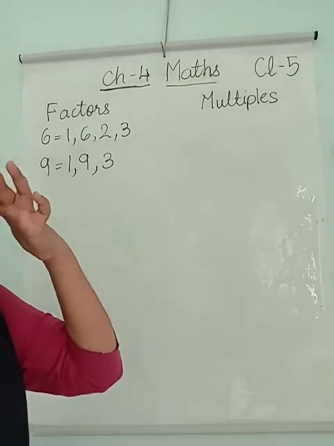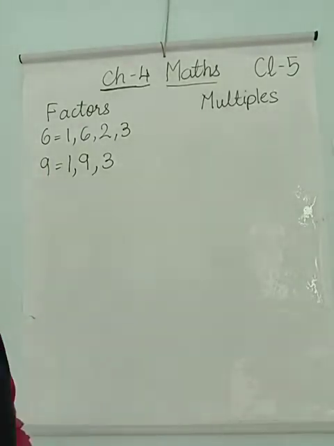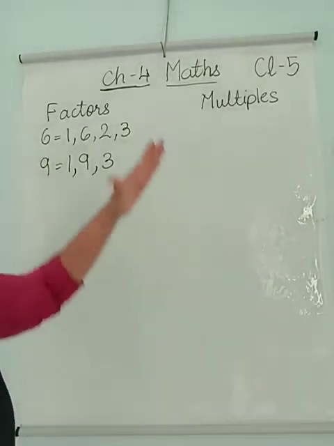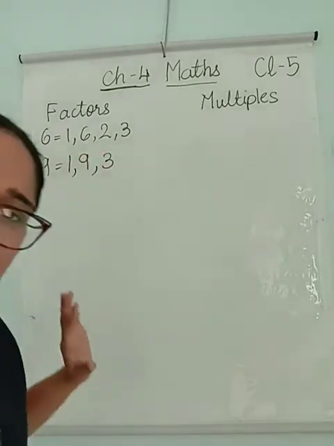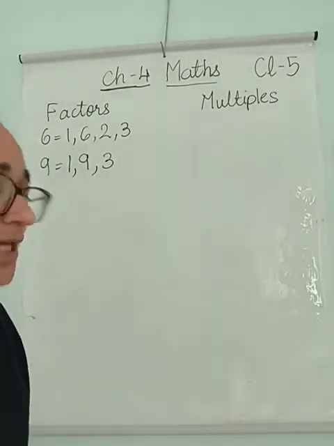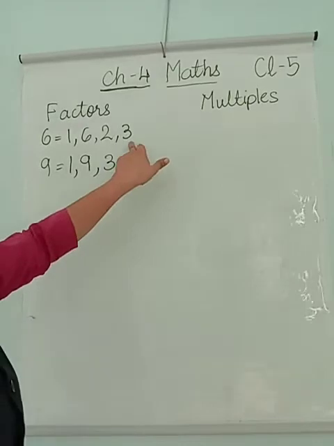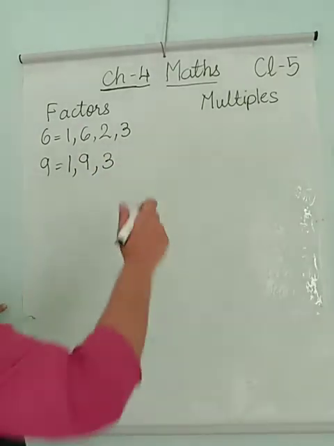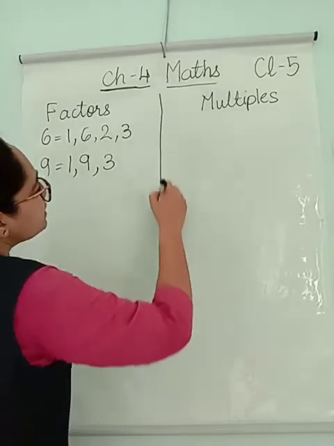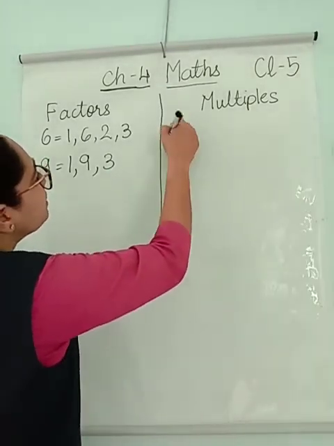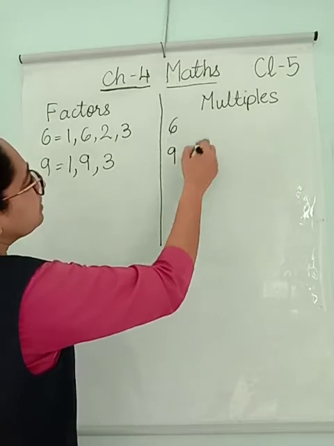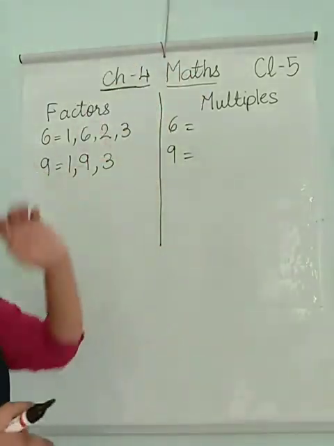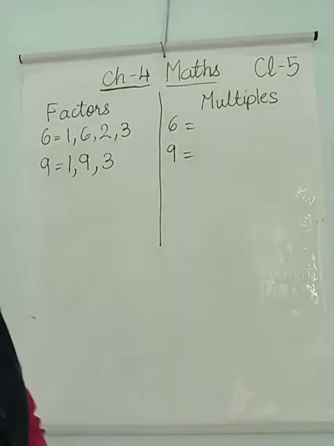So in this way you have to find the numbers which will divide the given number completely, that is, remainder is 0. These numbers are called factors. Getting me? Now if I want to write the multiples, say write the multiples of 6 and 9. First, let's say multiples of 6. What will be the multiples of 6?